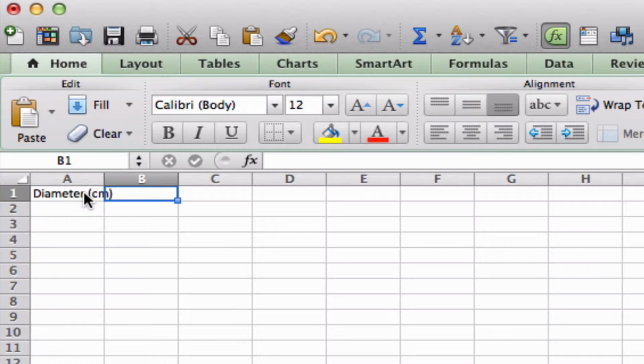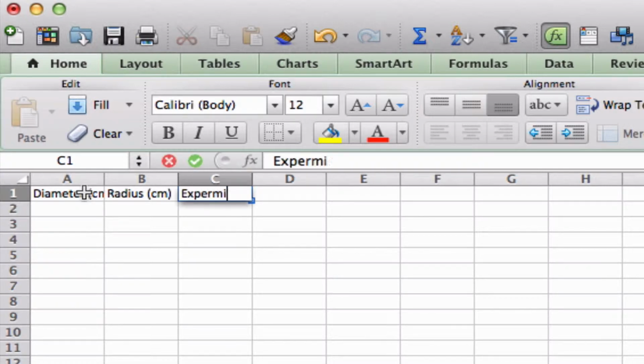plot the area. So I'm going to make a graph of radius versus area, so I do need to have the radius in my worksheet somewhere. So I'll put in a column for that. I'm going to determine experimentally the area of these circles.